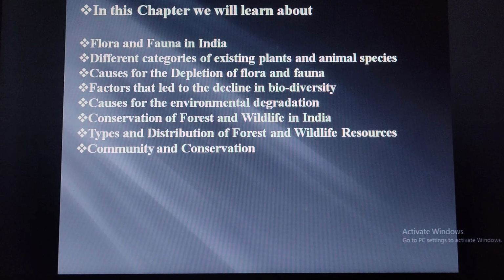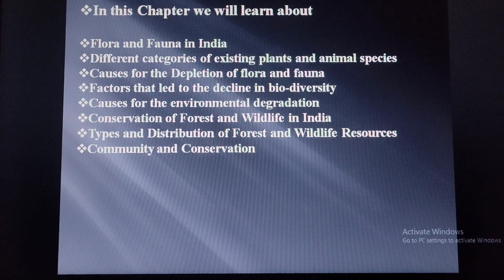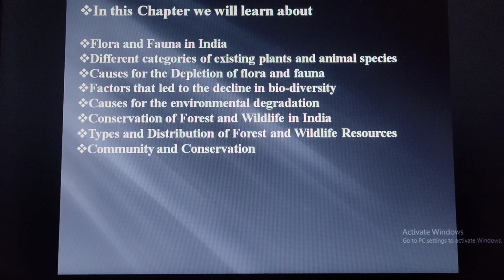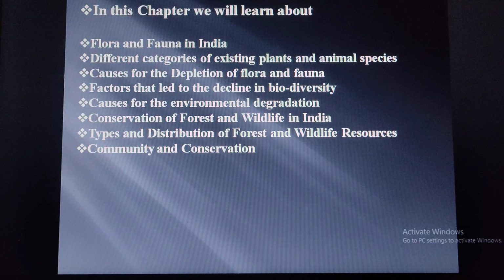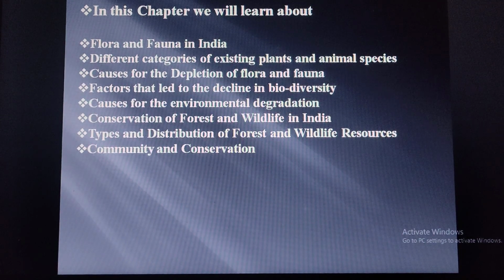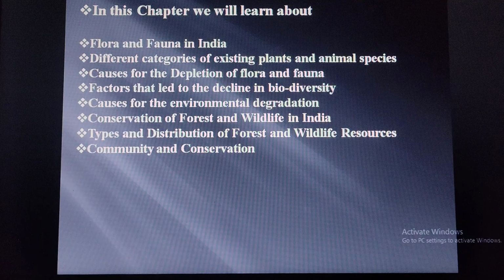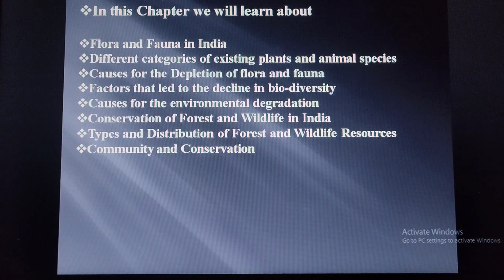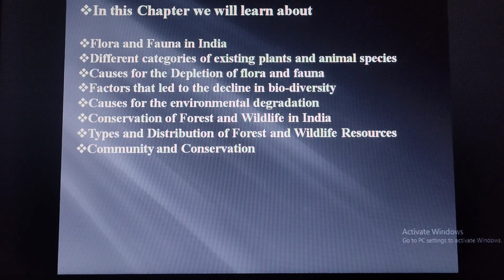In this chapter, we will learn about flora and fauna in India, different categories of existing plants and animal species, causes for depletion of flora and fauna, factors that lead to decline in biodiversity, causes for the environmental degradation, conservation of forest and wildlife in India, types and distribution of forest and wildlife resources, and community and conservation. So let us start.